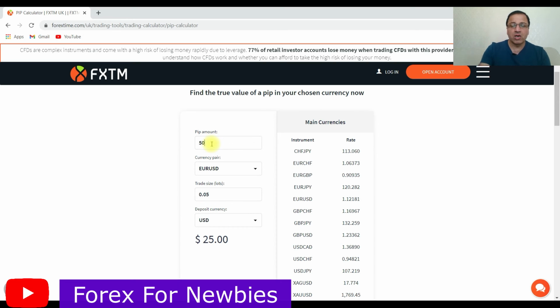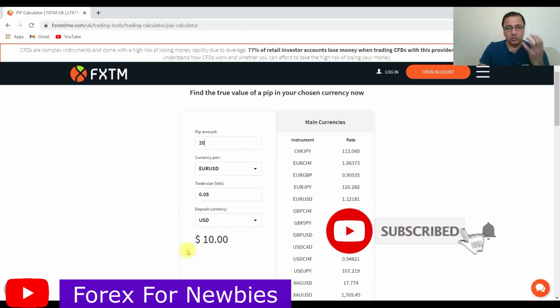And whatever your risk to reward ratio is, I'm going to make videos on risk to reward ratios as well. So for example, on 50 pips, your 1 to 2 RR or 1 to 1.5 RR or 1 to 3.5 RR, whatever your risk to reward is. So for example, your stop loss is going to be 20 pips on this trade. So if your stop loss hits, then you will lose $10 on this trade.